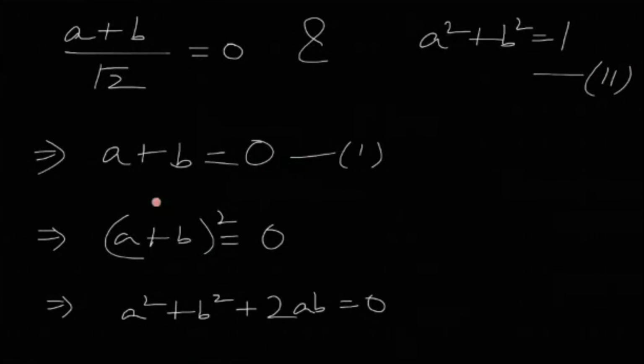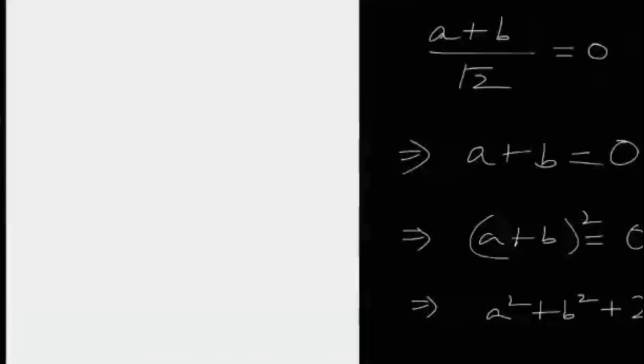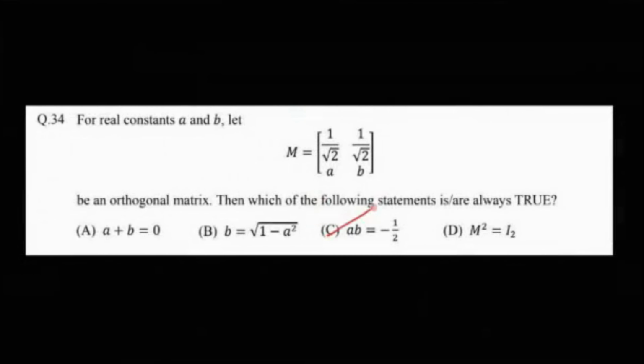Squaring equation 1, we get (a + b) whole square equals 0. That means a square plus b square plus 2ab equals 0. Now a square plus b square is 1 here, so ultimately it's 1 plus 2ab equals 0. That means ab is equal to minus half. So ab equals minus half and a plus b equals 0. So options A and C are actually true. Let's see about option B and option D.